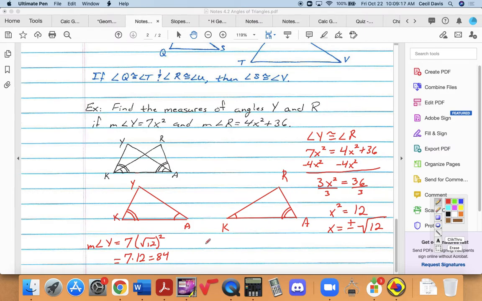It should be the same for angle R. So it'll be 4 times the square root of 12 squared plus 36. So it'll be 4 times 12 plus 36. It's 48 plus 36, which is also 84. Any questions about that?